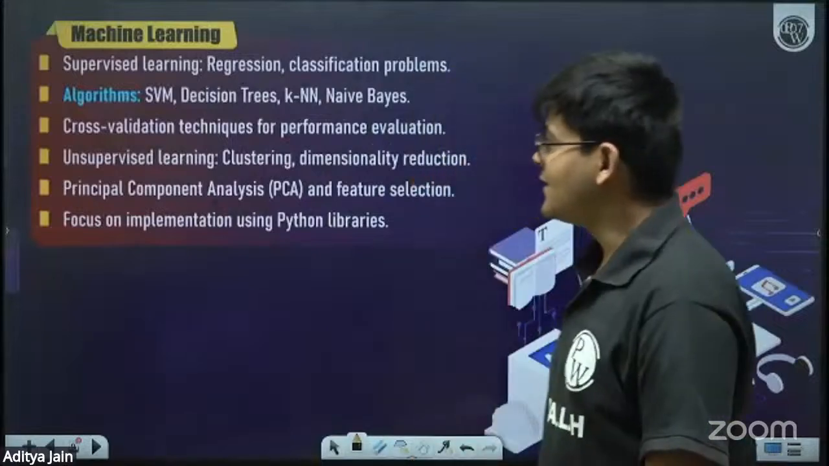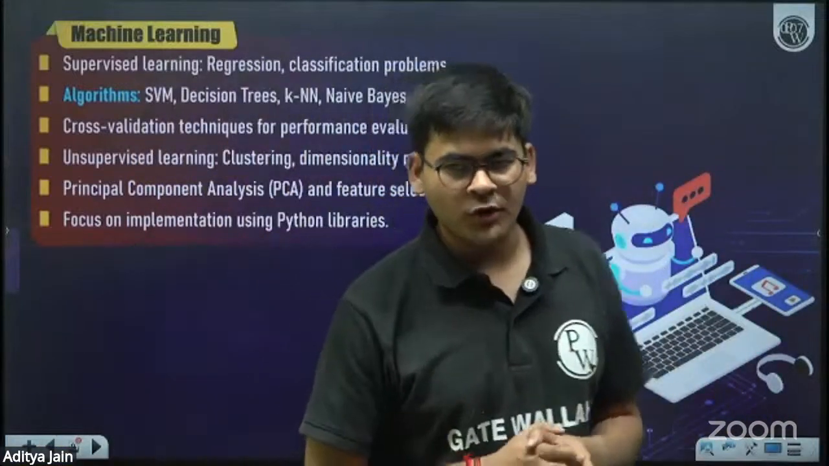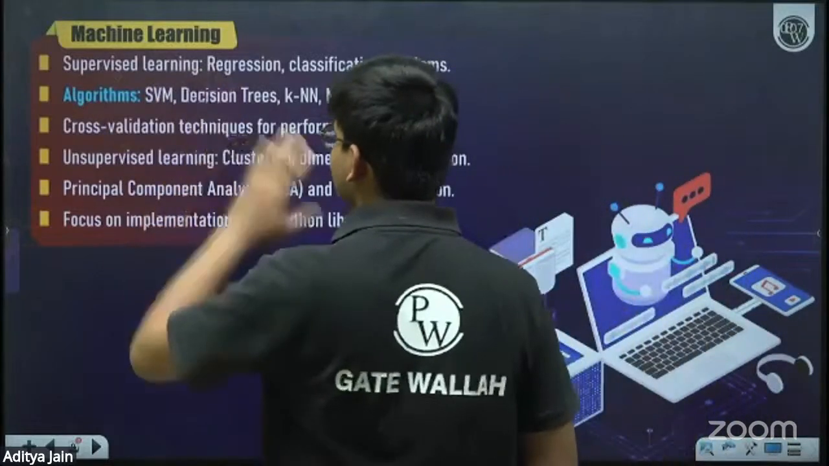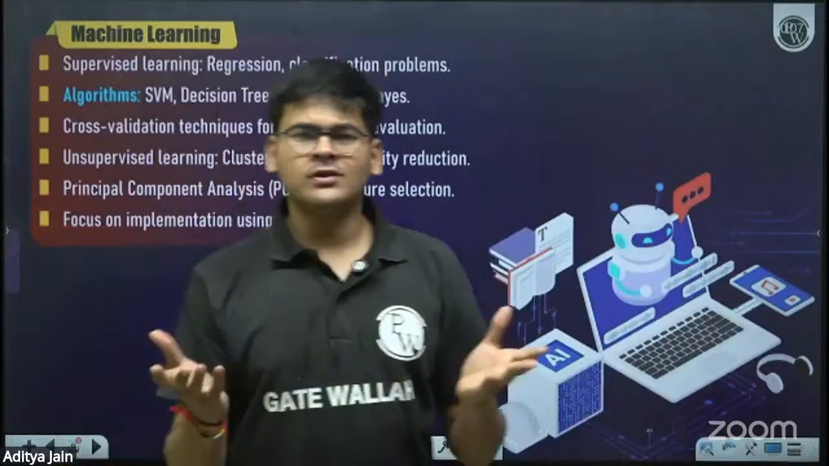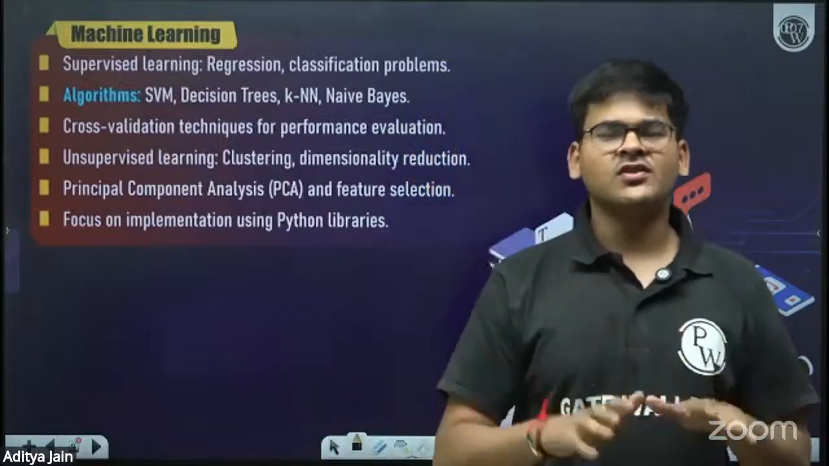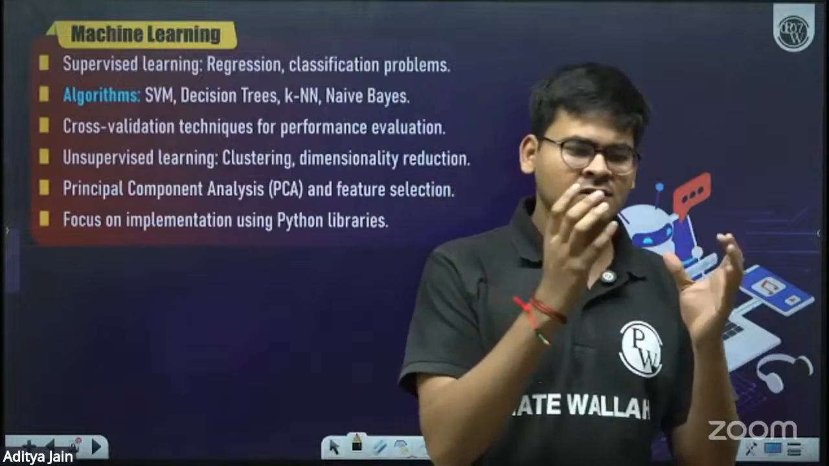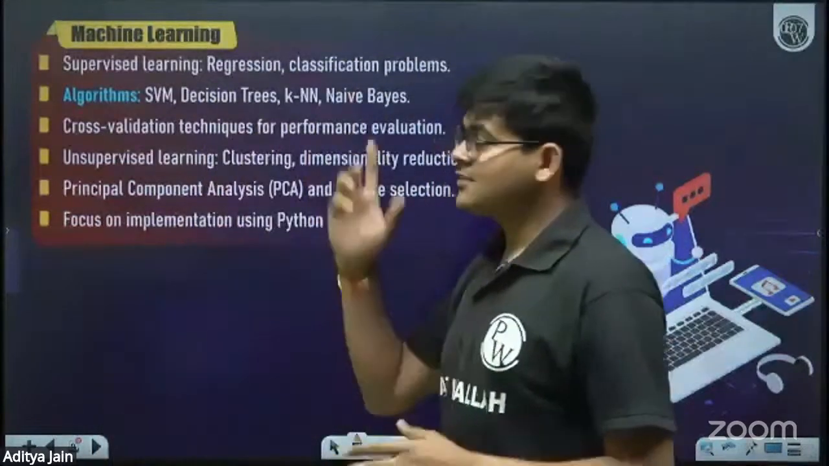So friends, let's talk about the most essential part of data science, which is machine learning. Here we have supervised learning, where we talk about regression and classification problems. There are two major problems in classical machine learning. Classification deals with whether the given image is of a cat or dog, or whether the given email is spam or not spam. You are classifying it into various groups. And the second is regression, where you are predicting some value.